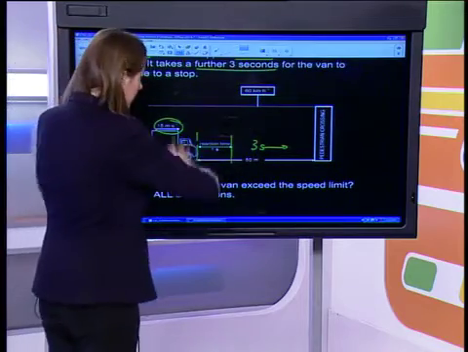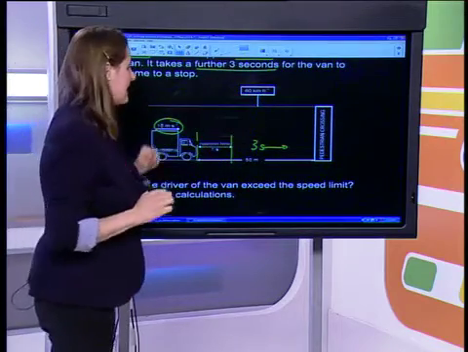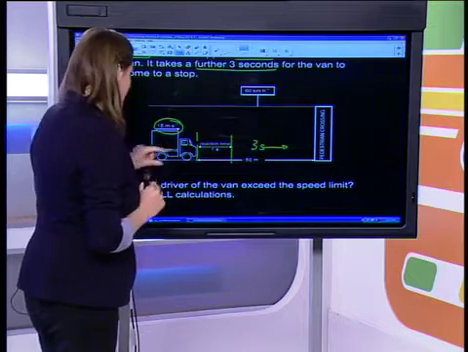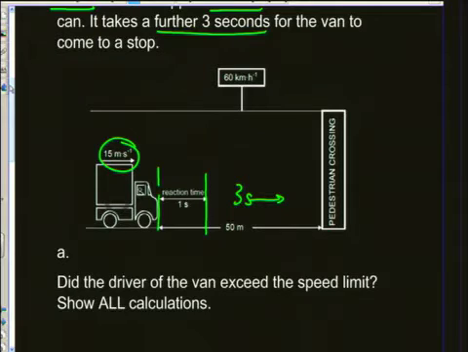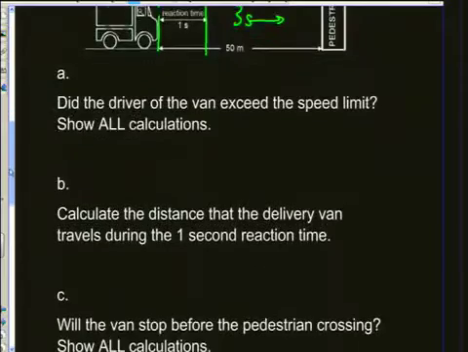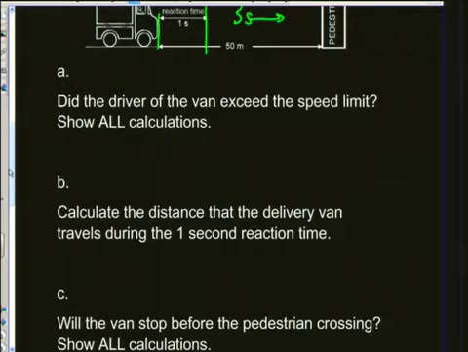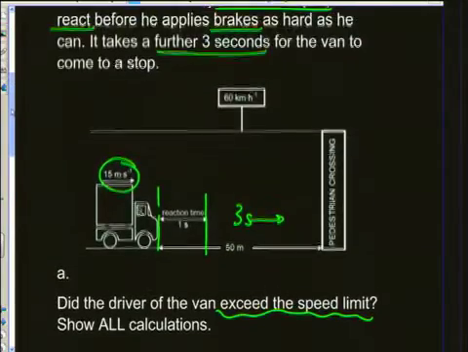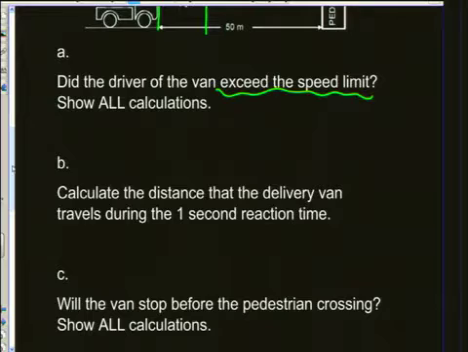The whole road that he's driving on has a 60 kilometers per hour speed limit, and they've told us that the distance from the truck to the pedestrian crossing is initially 50 meters. So, did the driver of the van exceed the speed limit? Was he going more than 60 kilometers per hour? Show all your calculations. Well, we know he was going 15 meters per second, and we want to convert that to kilometers per hour.